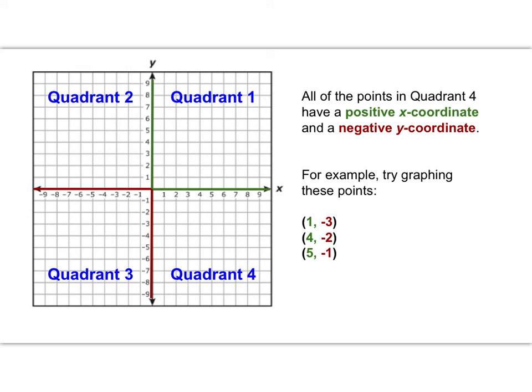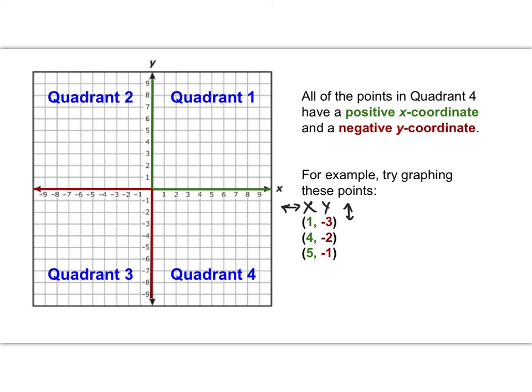In Quadrant 4, our points have a positive x-coordinate and a negative y-coordinate. So let's look at these points. The first point we want to talk about is (1, -3). Go ahead and pause it and see if you can graph these three on your own. And hit play when you're ready. Okay, ready to look at them?